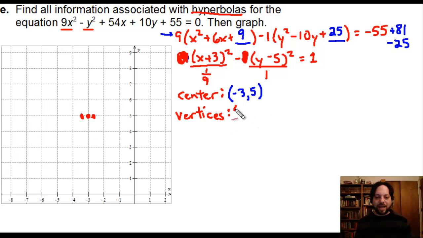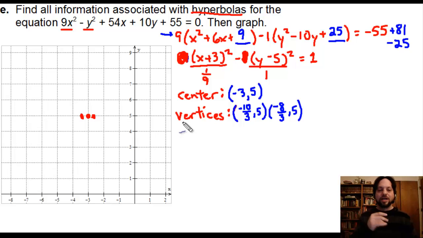So if I add and subtract 1/3 to the x value here, what am I going to end up with? Well, I will have negative 10/3, 5. That'll be the one to the left. And then, of course, I'll have negative 8/3, 5. That will be the vertex to the right. Now, I'm not really required to give the conjugate vertices, but I like to do it anyway. It makes my life easier.